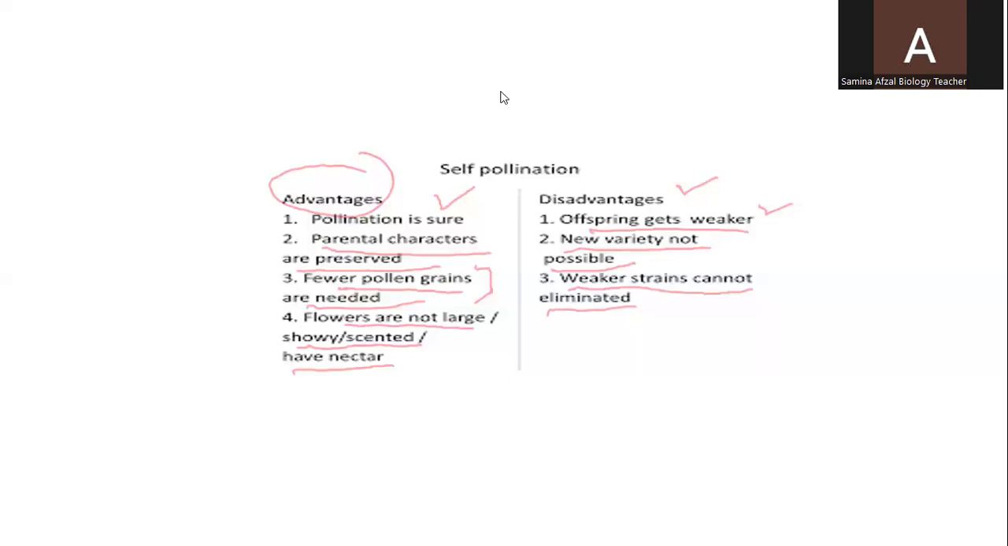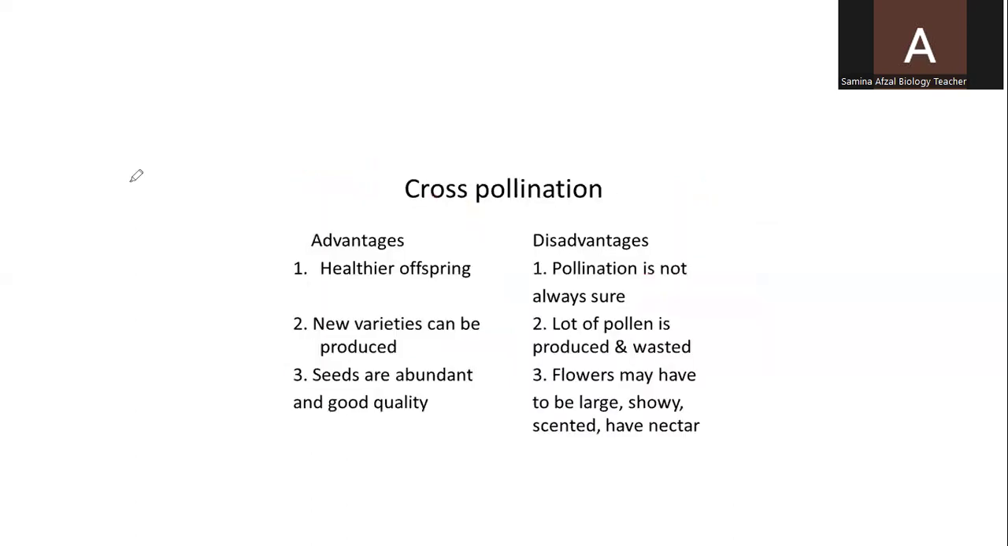Now, the advantages and disadvantages of cross pollination. First of all, the advantages are healthier offspring and new varieties can be produced, as pollination occurs between two flowers of different plants. So variations will occur. Seeds are abundant and of good quality. As the pollen has to move from one plant to the other, more pollen grains are required, so they should be greater in number.